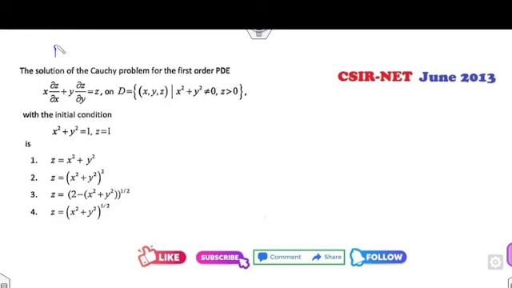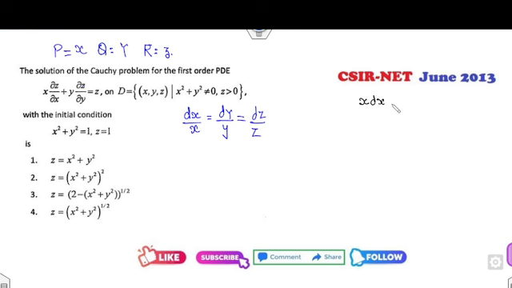The solution of the Cauchy problem. Again, P is my x, Q is my y, R is my z. So then dx over P, dy over Q. In this case, the dependent variable is z. Now, if you look about the options, your target is x in x square.